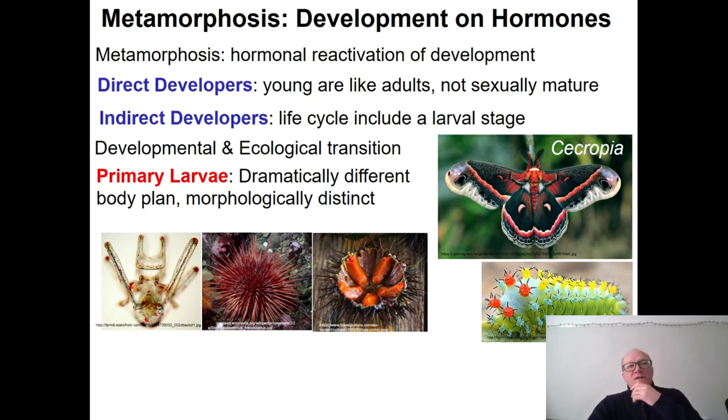Now, in terms of metamorphosis, animals can also be divided into animals that have primary larvae and secondary larvae. Animals with primary larvae have larvae that have a body plan or body structure that is dramatically different, morphologically different, compared to the adult. This is the case of the sea urchin. The adult sea urchin has a radial organization of the body, and it usually stays on the bed of the sea, feeding on the bed of the sea.